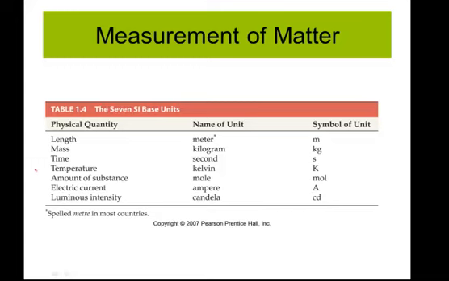Alright, things that we could measure would be length, mass, time, temperature, etc. And they're going to tell me what the unit that I'm going to use is. For example, length is going to be meters, mass is going to be kilograms, time is going to be seconds, and then the symbol: m for meter, kg for kilograms, and s for seconds. We are probably not going to be dealing with electric current or luminous intensity.